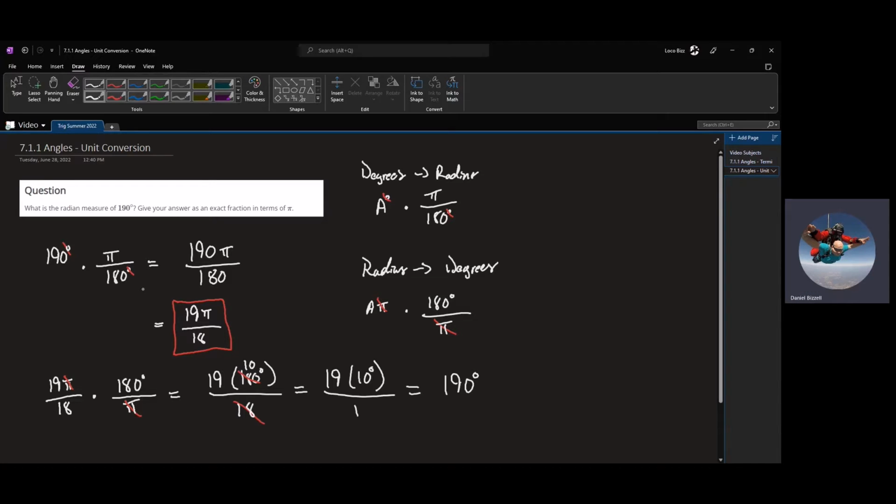which allowed the degrees to cancel, and then taking the answer we got, 19 pi over 18, we can multiply by 180 over pi to allow the pi's to cancel, and then we can simplify and get back to what we started with. So with these conversions, you can go from degrees to radians or from radians back to degrees. You can go both ways.